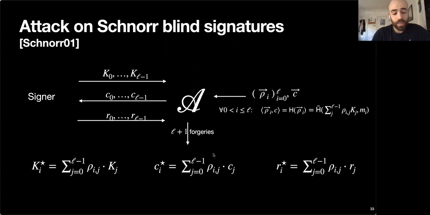C and R are the same. They are just the linear combination of the challenges and the responses, the C and the R that they got so far, with the ith vector rho.